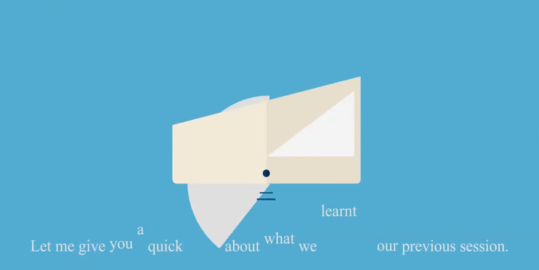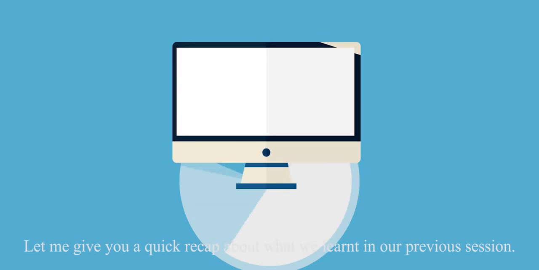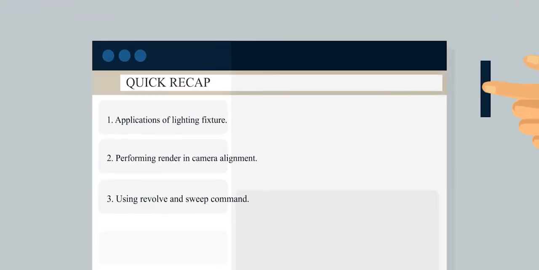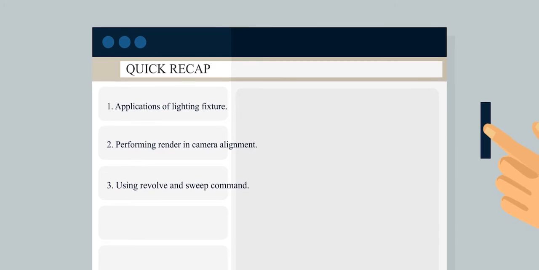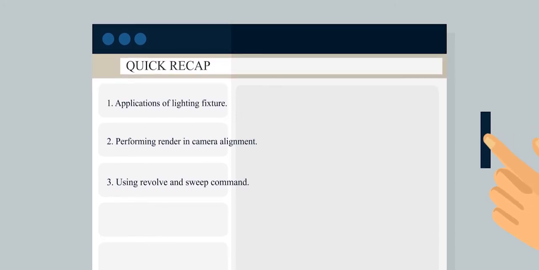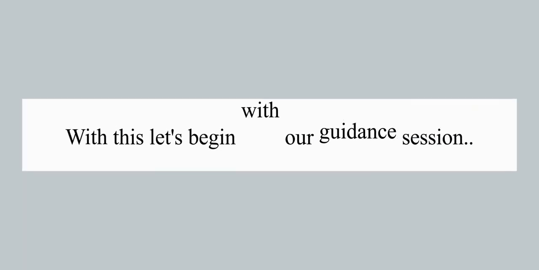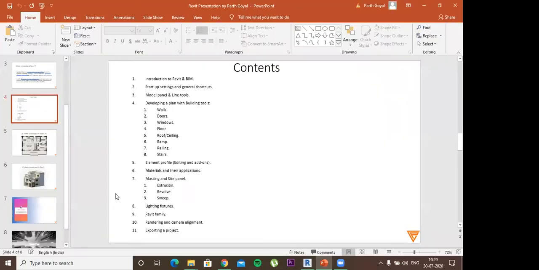Let me give you a quick recap about what we learned in our previous session. In our previous session, we learned about applications of lighting fixture, performing render in camera alignment, using revolve and sweep command. With this, let's begin with our guidance session. Now we'll see how to export a rendered project.